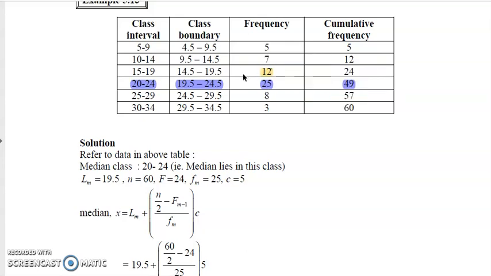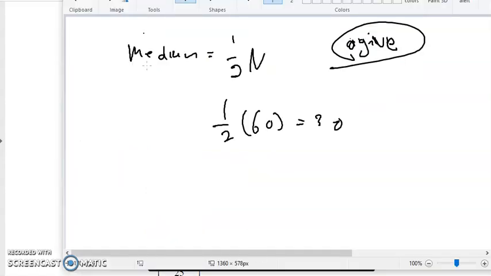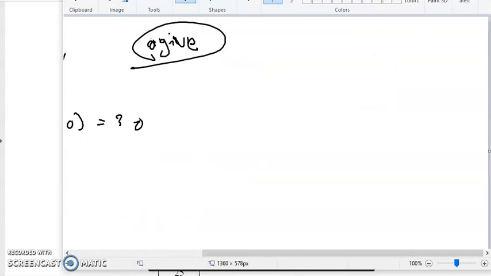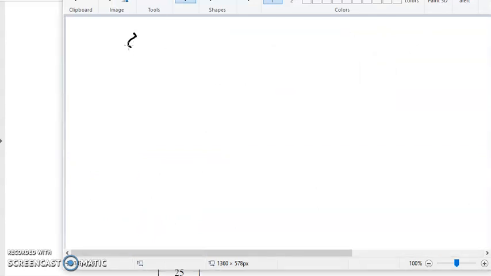Okay, so 12 will come from here. So 25 minus 12 is equal to 13. That's for your D1. Okay, so your D1, I'm going to have a new one here. Your D1 will be equal to 25 minus 12, which is equal to 13.